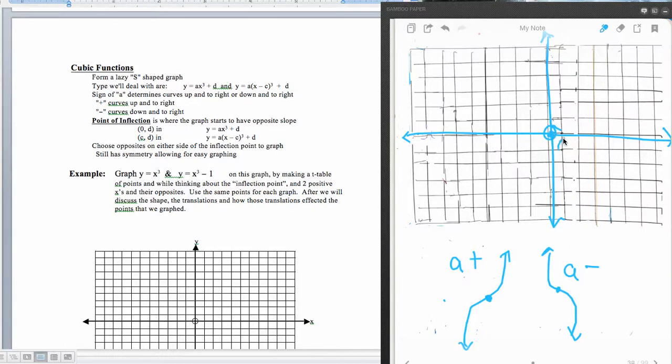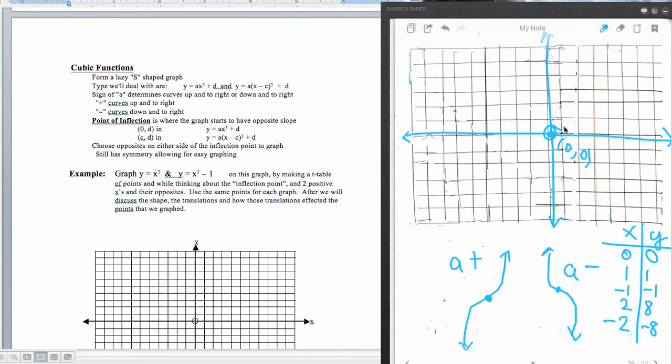So I'm going to start this one with the origin because that's where the inflection point is, 0, 0. And then I'm just going to start the plug and chug, but I'm going to make sure that I have those nice symmetric points still, a positive 1 and a negative 1 and a positive 2 and a negative 2. And I might need some more points, but we can get by without it. So I'm going to put in a 1, and when I cube 1, I get 1. And when I cube negative 1, I get a negative 1. When I cube 2, I get an 8. And when I cube negative 2, I get a negative 8.